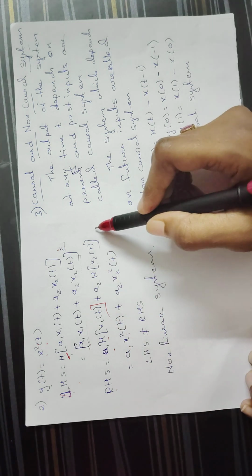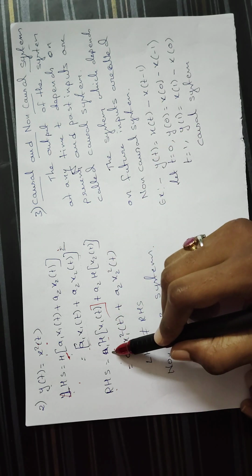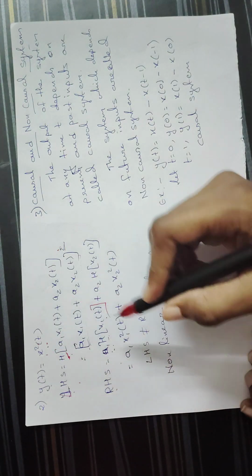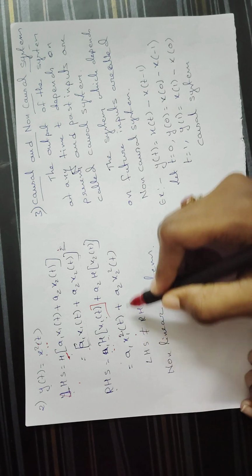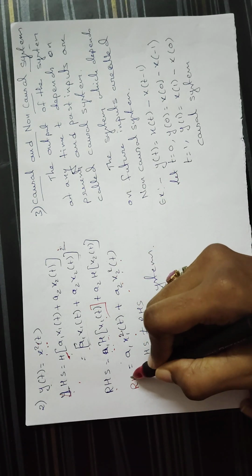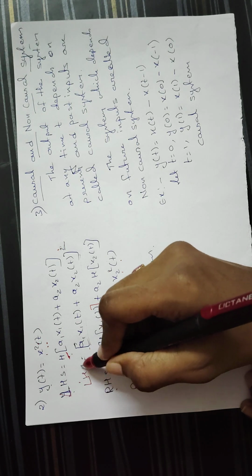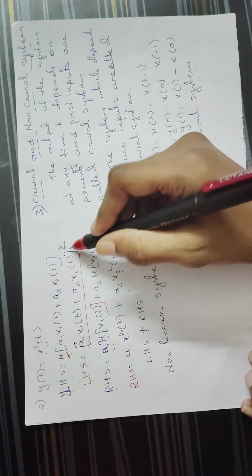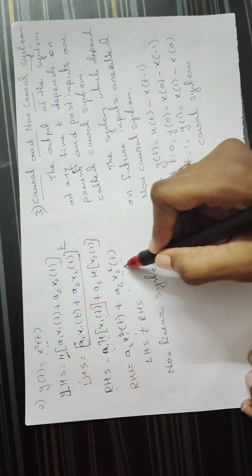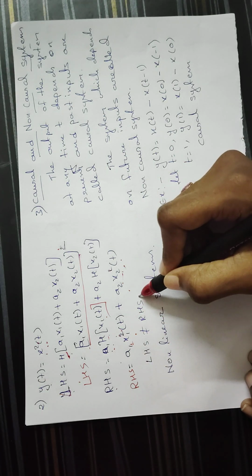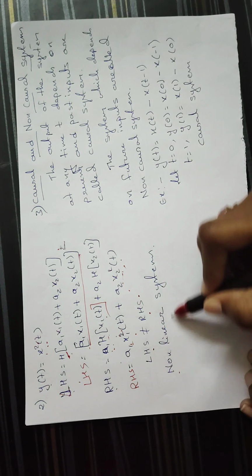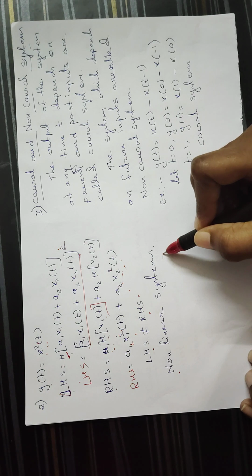The weighted sum of individual response signals. That is a1 into h of x1 of t. Here the system is what? x1 square of t plus a2 x2 square of t. So here this one is RHS and this one is LHS. In LHS we are getting the whole square, and here x1 square plus x2 square. Here these two are not equal. LHS is not equal to RHS. Then the system is called a non-linear system.